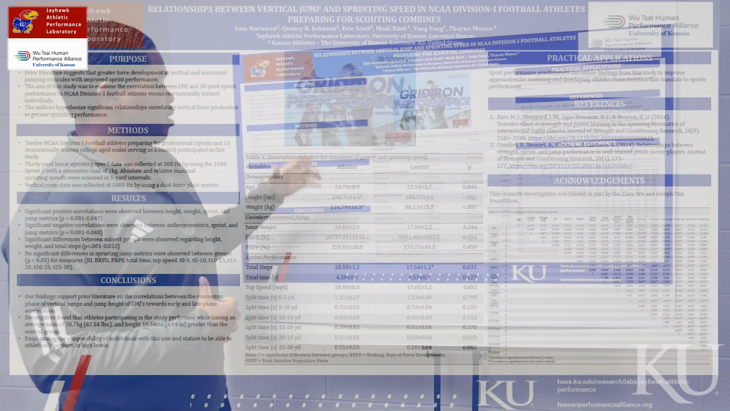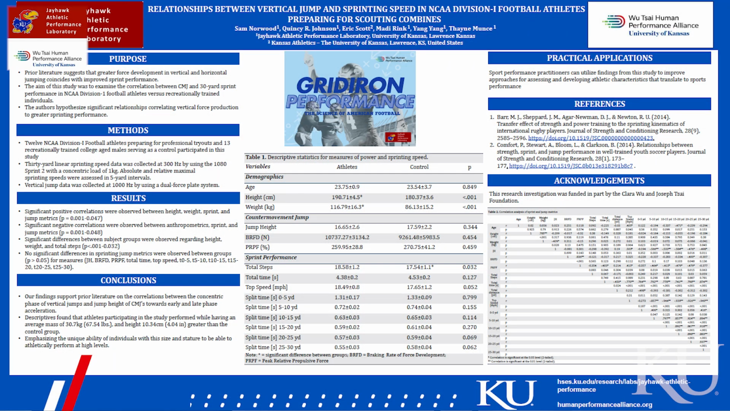Obviously, first and foremost, you would expect higher heights and weights in the athlete group compared to the control group. Those are expected, but it was pretty interesting to see that we had relatively no significant differences between jumps from the athlete group to the control group, and we saw relatively no significant differences between the sprint metrics from the athlete group to the control group.